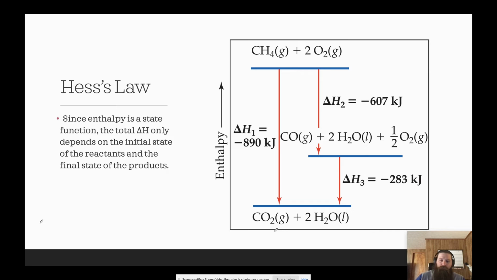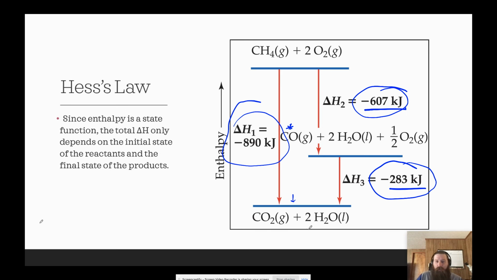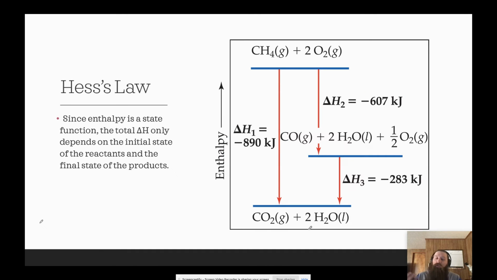We can look at this, though, as a stepwise reaction. So there is a step where the CH4 and the O2 becomes CO and 2H2O and a half an O2. Well, this is tabulated at negative 607 kilojoules. The conversion of this intermediate step down to the bottom is also tabulated. And so I don't actually need to do the overall reaction. I just need to take these two values and add them together, and I'll get that value. That's what Hess's law says. If you know the steps, then you can add them together to get the whole.